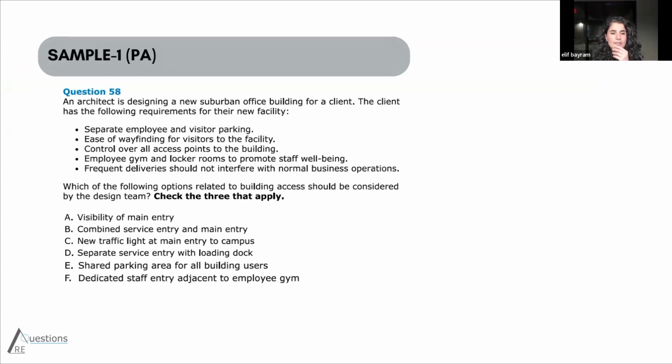It says, an architect is designing a new suburban office building for a client. The client has the following requirements for their new facility: separate employee and visitor parking, ease of wayfinding for visitors to the facility, control over all access points to the building, employee gym and locker rooms to promote staff well-being, frequent deliveries should not interfere with normal business operations. Which of the following options related to building access should be considered by the design team?